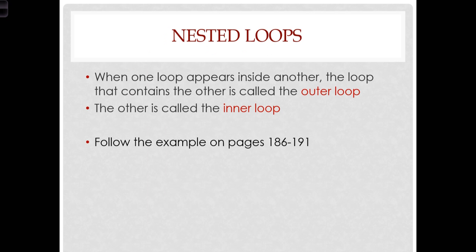We can nest loops. That means that inside a loop I can have another loop, and when we have one loop appearing inside another, the loop that contains the other is called the outer loop. This is pretty clear when we look at the code, and the other one is called the inner loop. So I want you to follow the example that is given to you on pages 186 to 191. Again, a very straightforward example, but you need to go through each of the pages, each step.